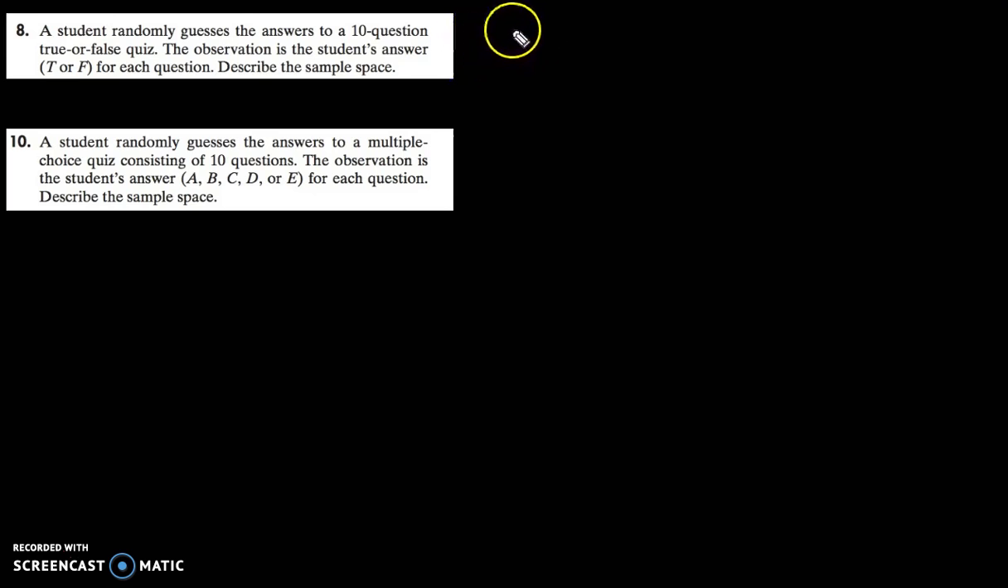So they just want you to describe the sample space. You don't have to write the entire thing. Just write enough that people get the idea that you know what's going on. So sometimes I like to start with the beginning and end ones. So I'd think, okay, there's 1, 2, 3, 4, 5, 6, 7, 8, 9, 10. So one option is you could just have true on all 10 questions.